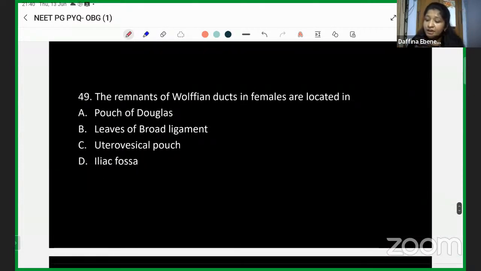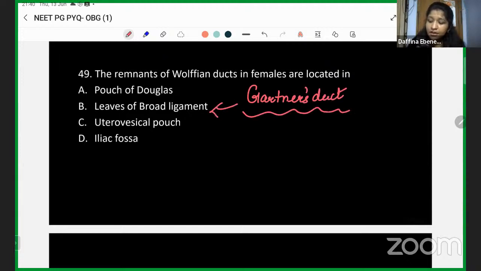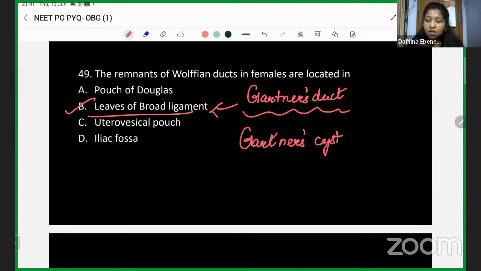The remnants of Wolffian ducts in females are located in... What are the remnants of Wolffian ducts in females called? The remnants of the Wolffian ducts are called Gartner's duct. Okay. Where is the Gartner's duct located? In the leaves of the broad ligament. Sometimes it can retain secretions and form a retention cyst. What is that called? Gartner's cyst. Okay. Remnants of the Wolffian duct or mesonephric duct in females is called Gartner's duct.